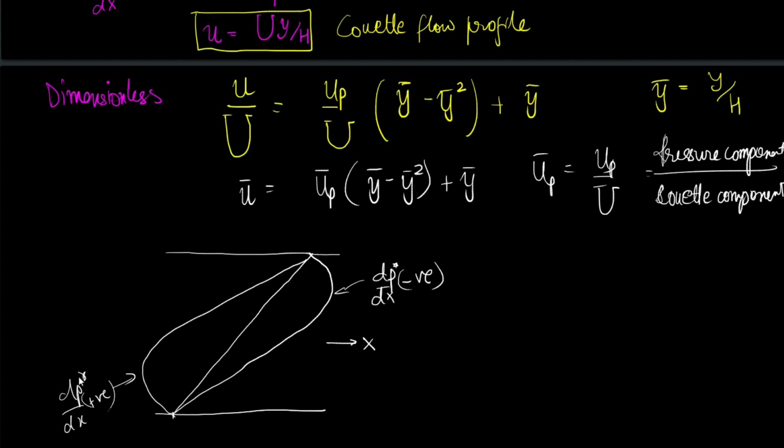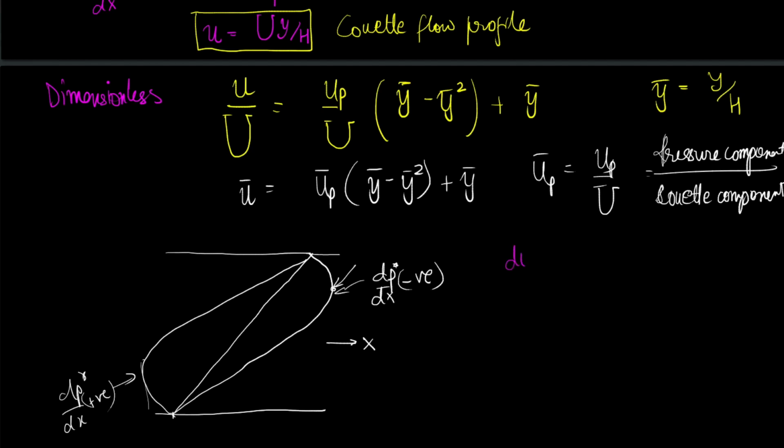So in the case of combined flow, there is obviously a point in the flow where there is a maximum velocity occurring, or there can be a minimum velocity occurring. Let us find that value out.